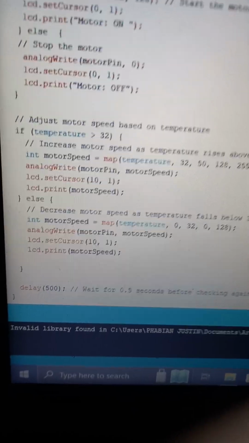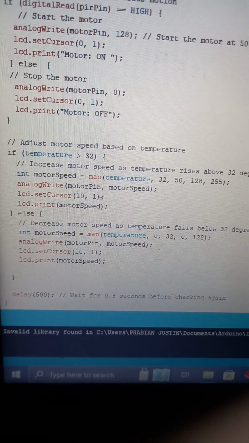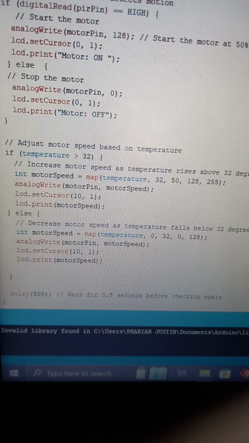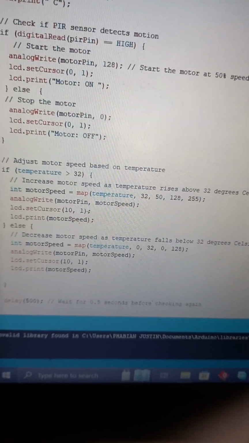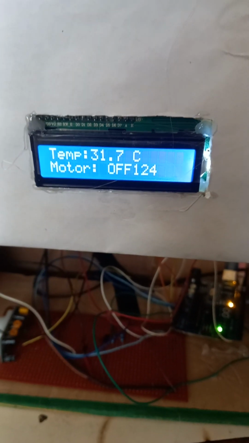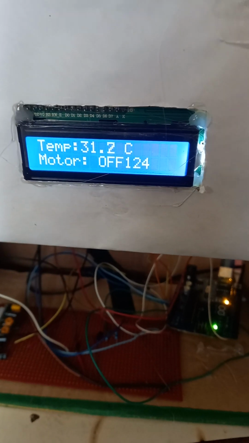Then we have a delay of 0.5 seconds before checking again for the conditions. This is the final demonstration of how our project works.